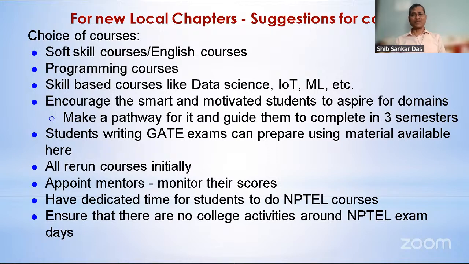For the new local chapters, the suggestion is that initially you can ask the students to take some soft skill or English communication skill courses. Later on, they can take programming courses or other courses like data science, AI, ML, cyber security, robotics, and all such courses. Then you can motivate the learners to earn a domain which they can definitely complete within 3 or 4 semesters. If they are planning to take the GATE examination, or even for getting a deeper understanding of a particular subject, they can refer to the GATE portal.